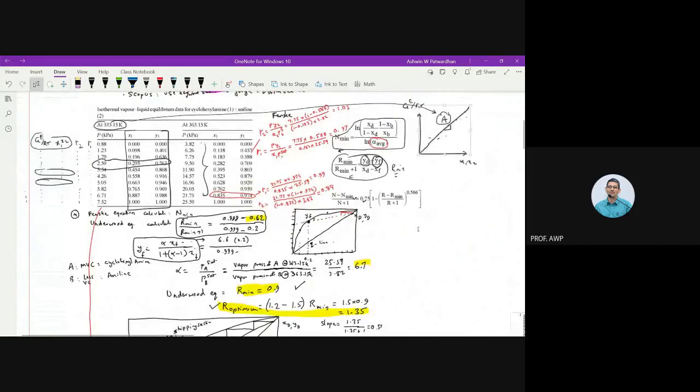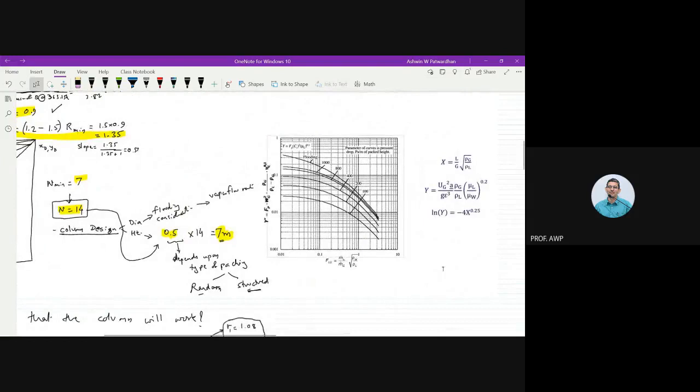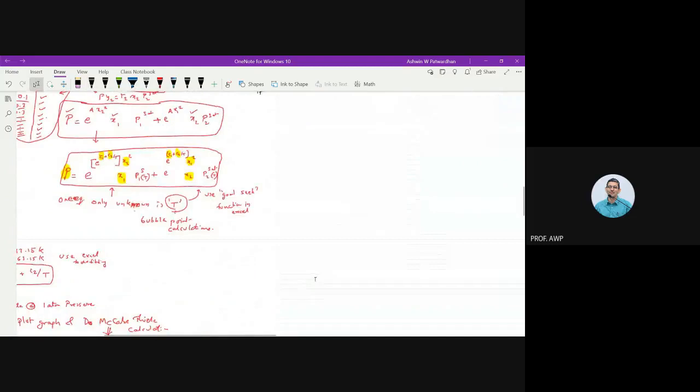We talked about pressure drop, and we talked about flooding last time. If your vapor flow rate goes up, to keep the same level of approach to flooding, or to keep the same level of pressure drop in the column, don't you think we will require a bigger diameter column?